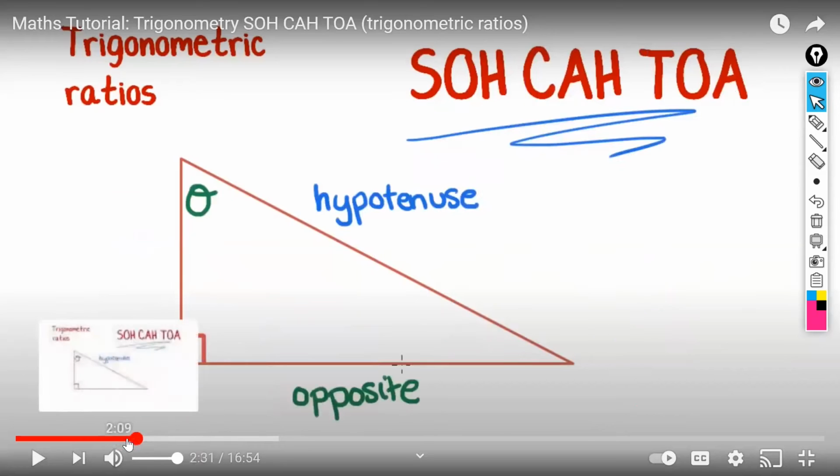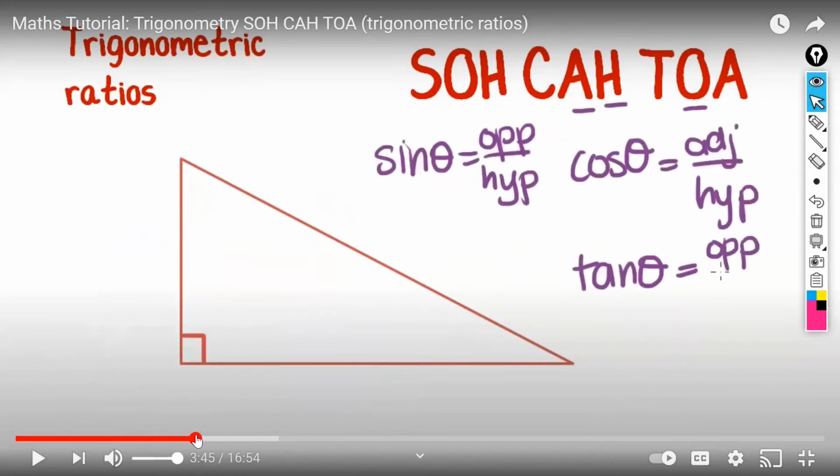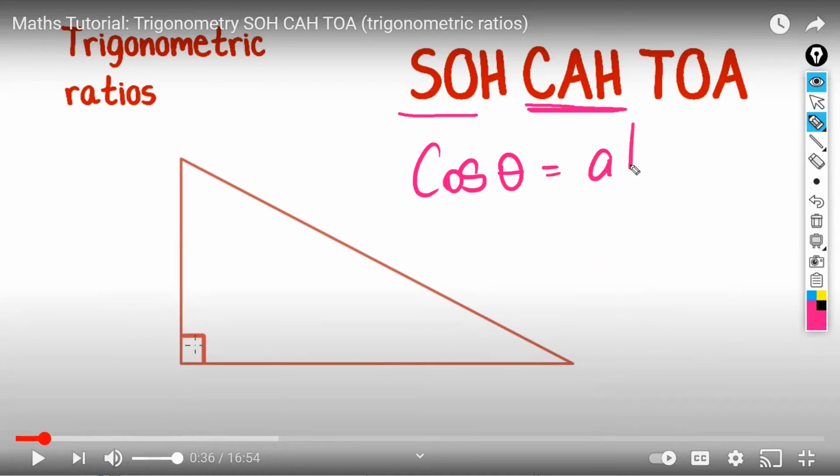Cool. So guys, we're going to move on for the moment. I'm going to move on to sine. Sorry, cosine. We did sine, so we're going to move on to cosine for a second. So guys, cosine, right? Cosine, the angle is equal to adjacent over hypotenuse.